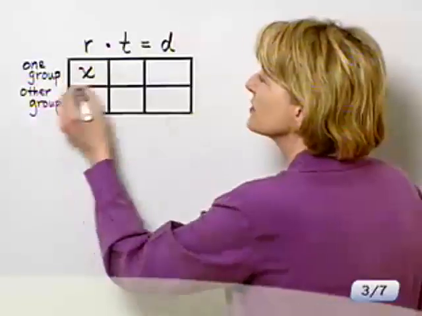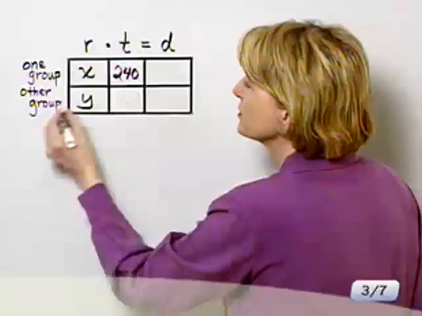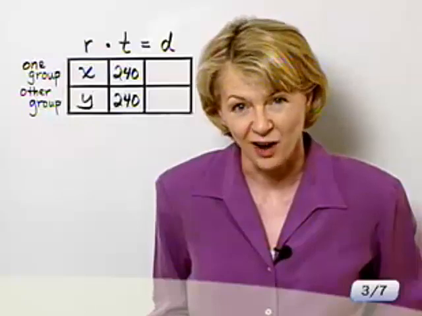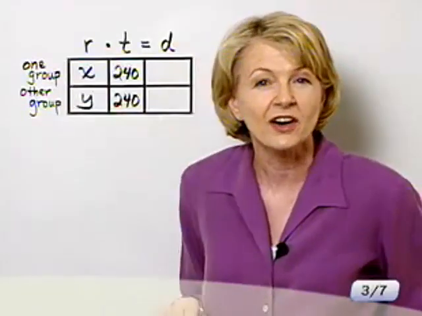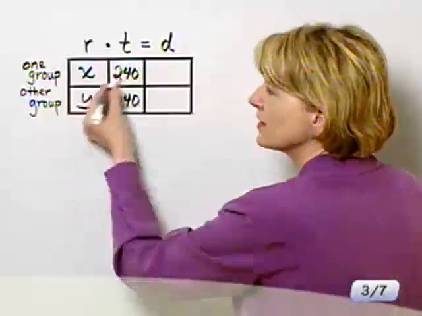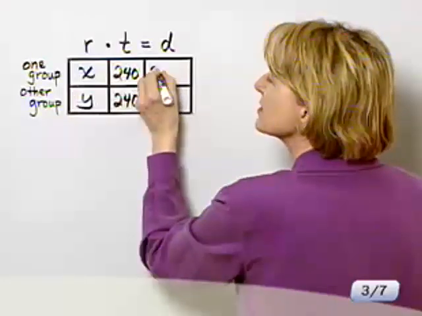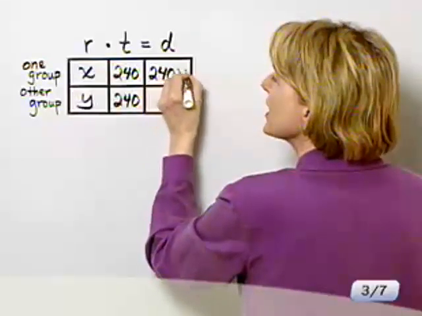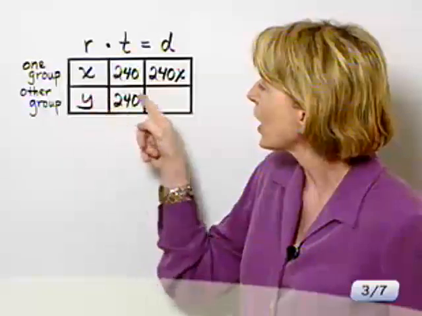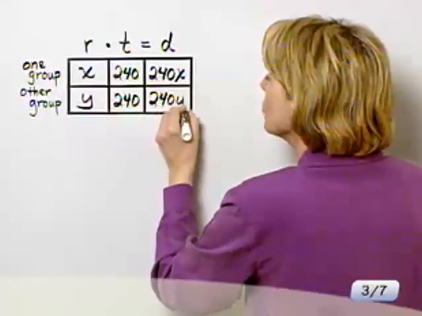So the time of this group is 240, and that's in hours. The time of this group is 240. Once again, that is in hours. Now let's complete our chart by using the fact that rate times time is distance. So in this row, rate times time is distance. We can represent this distance by 240 times x, or 240x. We can represent this distance by y times 240, or 240y.